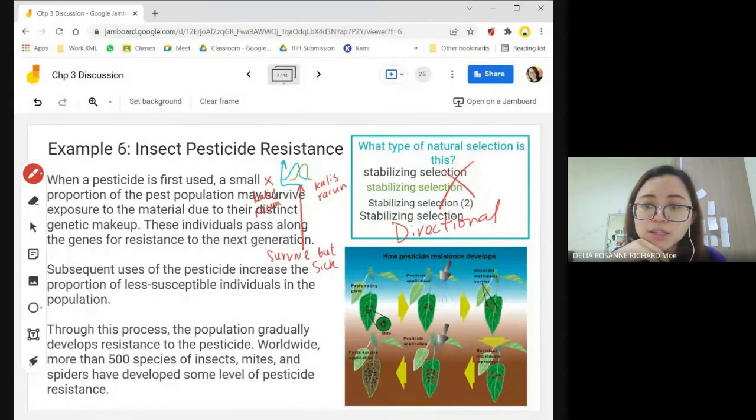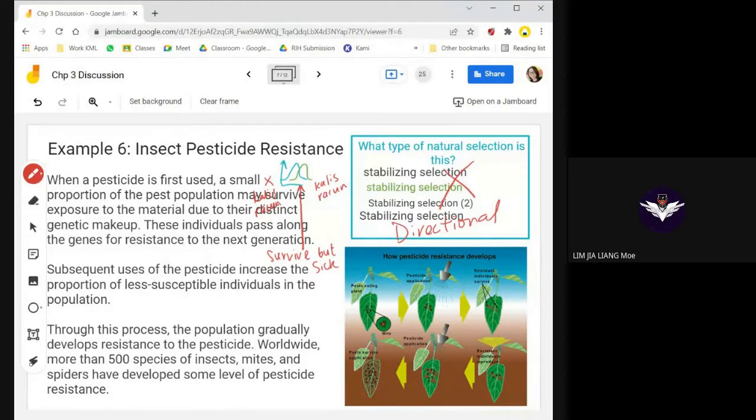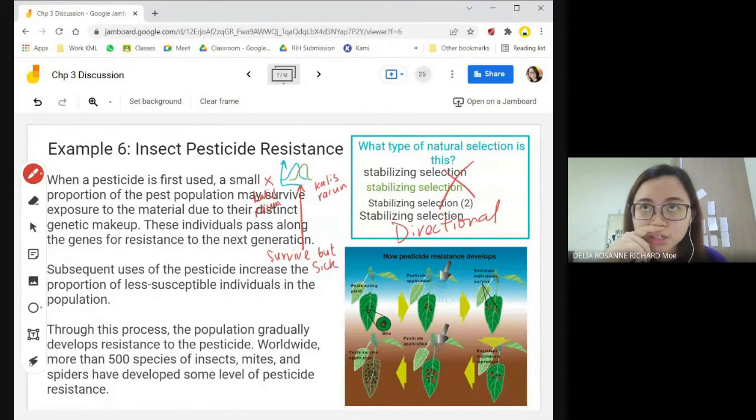Does anyone want to dispute this, or can you accept this answer? So it means it is directional selection because only the leaf where less pesticide is put like this. I don't know. It's directional selection where, not talking about where less pesticides would be used. It's talking about the population.